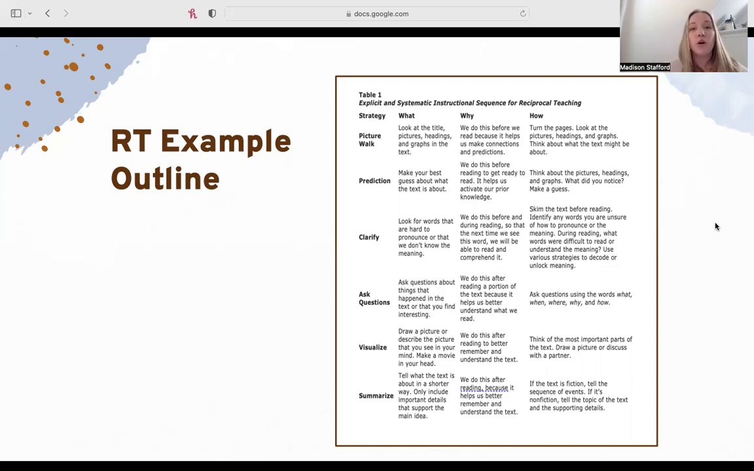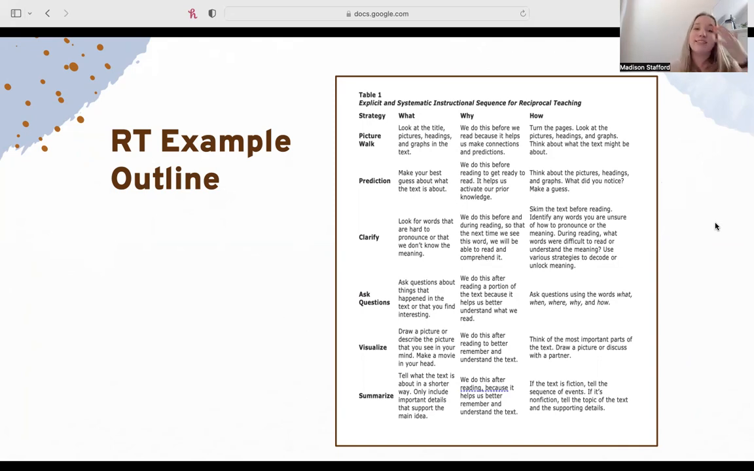Clarify. Look at the words. Look at what words are hard to pronounce or words you don't know the meaning to, or even just words that you are not familiar with at all. This is so beneficial because hopefully by asking these questions, whether it's in a small group with a teacher or in a small group with other peers, they're able to help start recognizing those words that they may or may not understand to begin with.